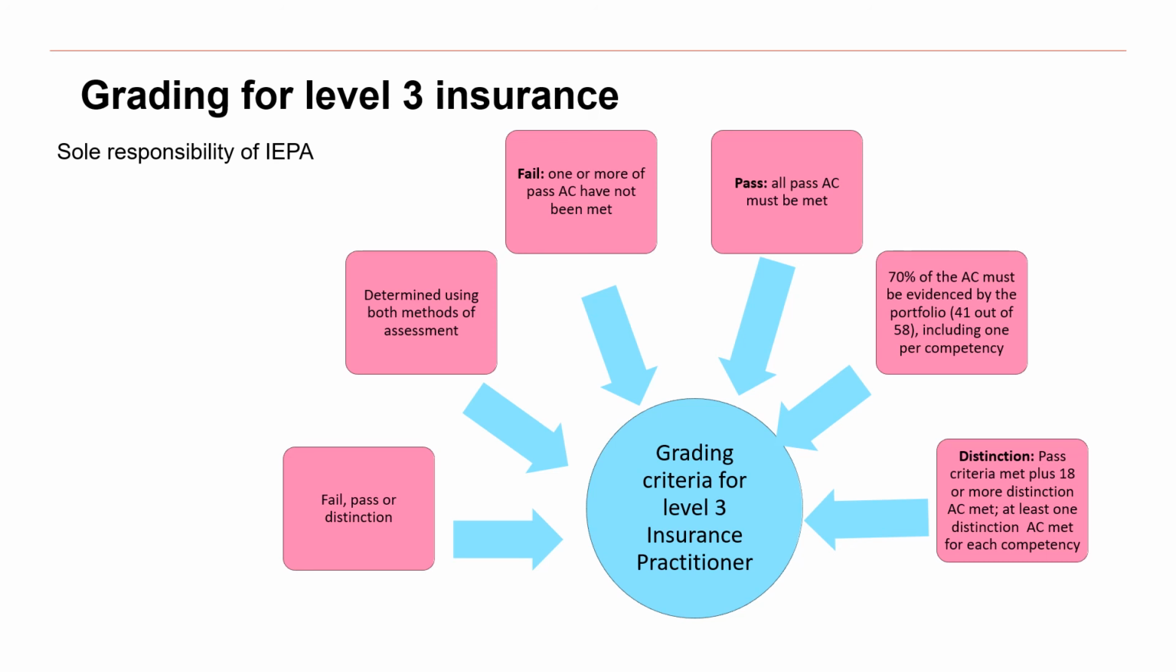For distinction, pass criteria met plus 18 or more distinction assessment criteria also. At least one distinction assessment criteria must be met for each of the competencies. This is really a high bar to achieve, and generally more demanding than many other standards, but with the results that we've had in already, it is definitely achievable.